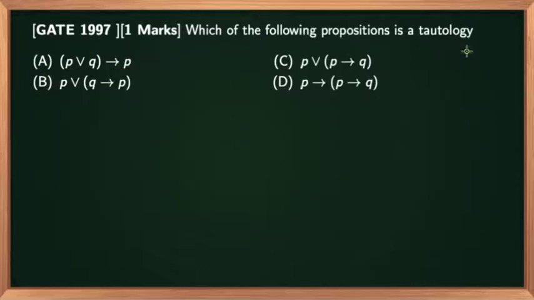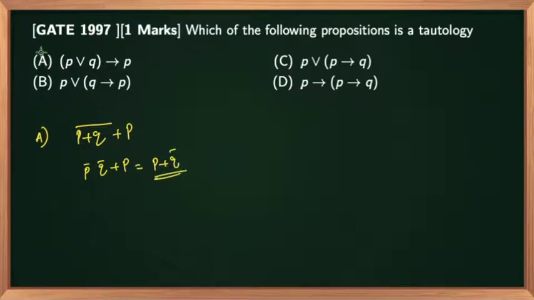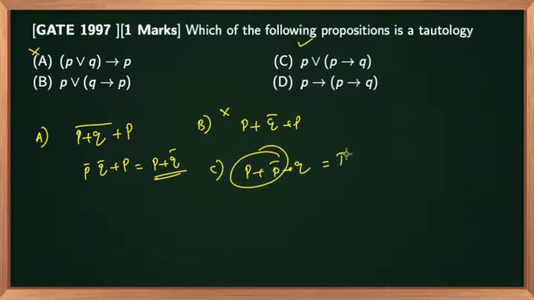Which of the following propositions is a tautology? So we have choice A, that is (P plus Q) all bar plus P. That's equal to P bar Q bar plus P. So that's equal to P plus Q bar, which is not a tautology. And if you see choice B, we have P plus Q bar plus P, which is also not a tautology. And choice C is P plus P bar plus Q. P plus P bar is true. So true plus Q is true. So this is a tautology. Now if you see choice D, that is P bar plus Q. So this is also not a tautology.